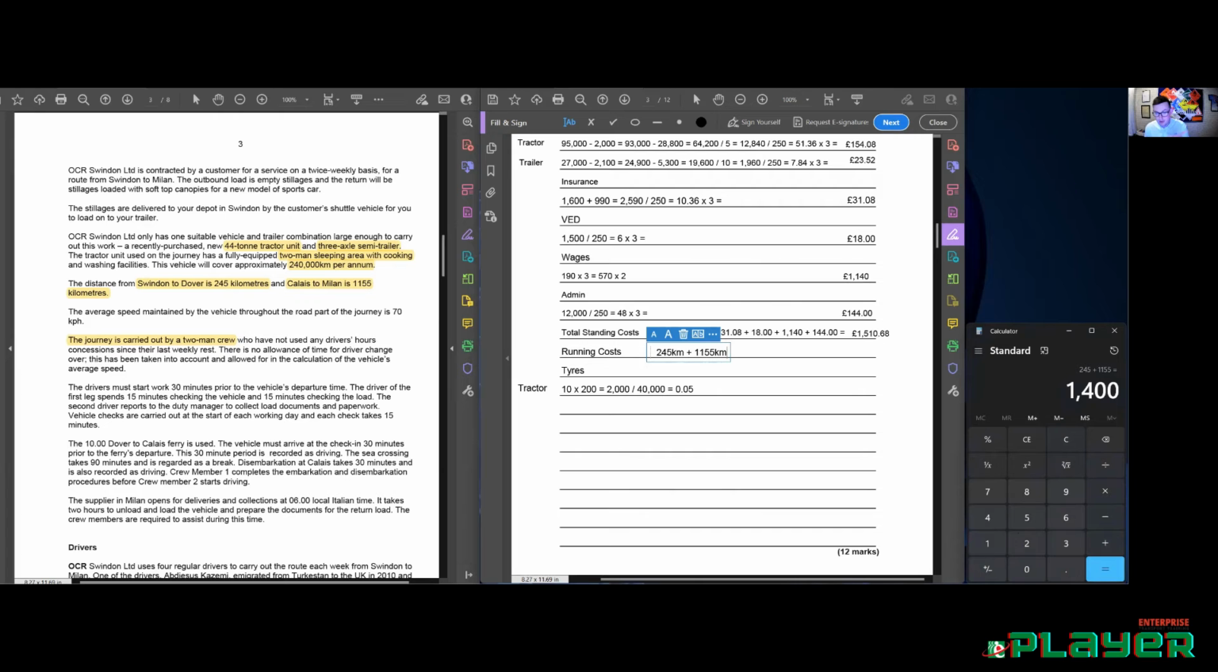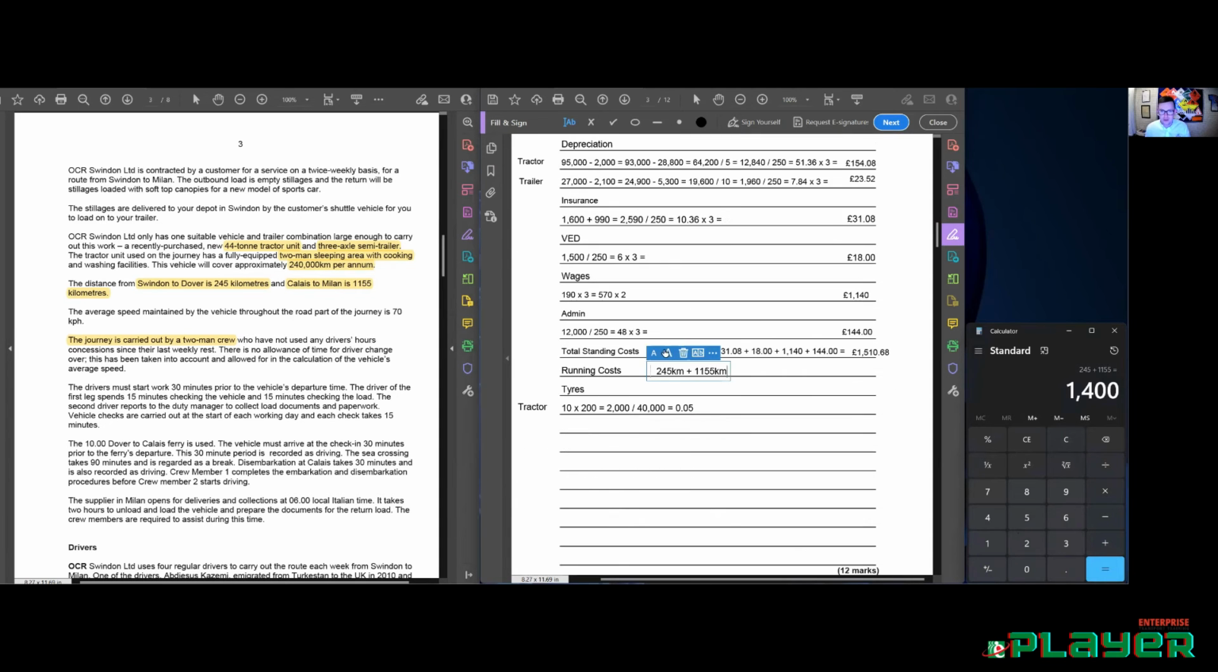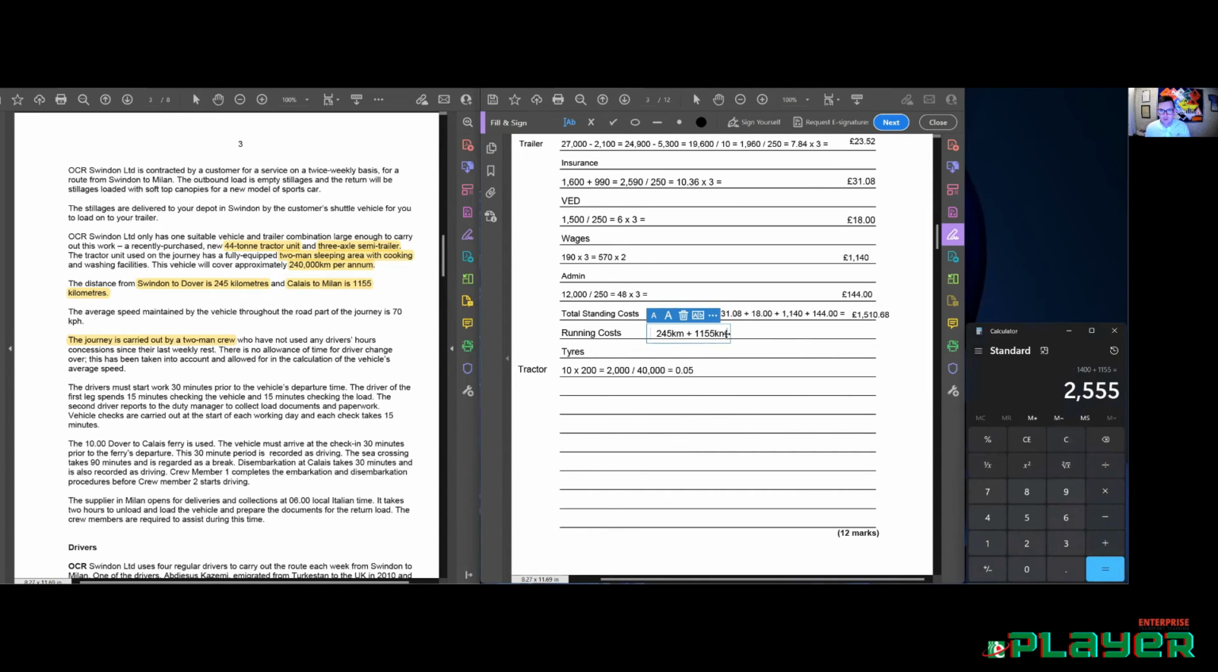Outbound, yeah. This question tells me it wants the round trip. Yeah, 3-day round trip. So therefore, once I've got those, I need to then times that by 2. So let's do that again. 245 plus 1155 was 1,400 times 2. 2,800 kilometers. That is the round trip, 2,800 kilometers.